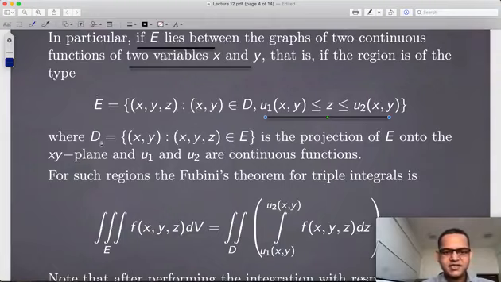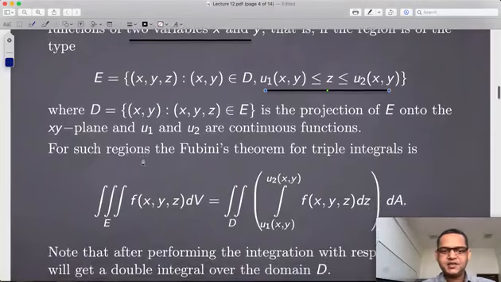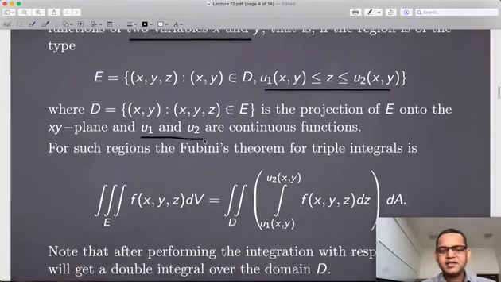As I said, this D is nothing but the projection of E in the xy plane, and you assume that u1 and u2 are continuous functions, so that the surfaces which you get are nice.